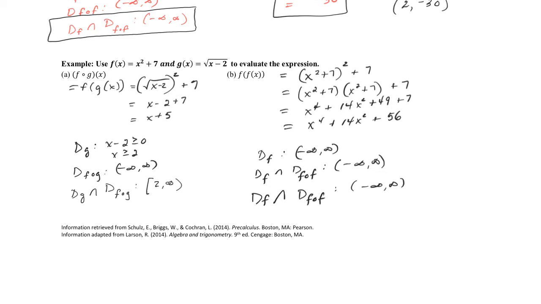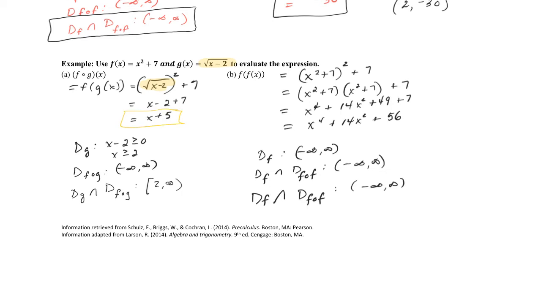So for part A, we're finding the composition of f composed with g of x. So f of g of x, so everywhere within the f of x function that there's an x value, we're going to replace that x value with g. And of course, g is the square root of x minus 2. So you get the square root of x minus 2 squared plus 7, which gives you x minus 2 plus 7. Combine like terms, and your answer is x plus 5.